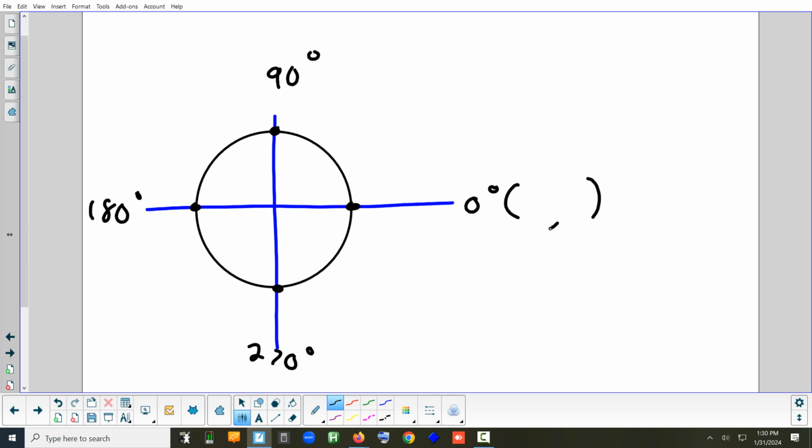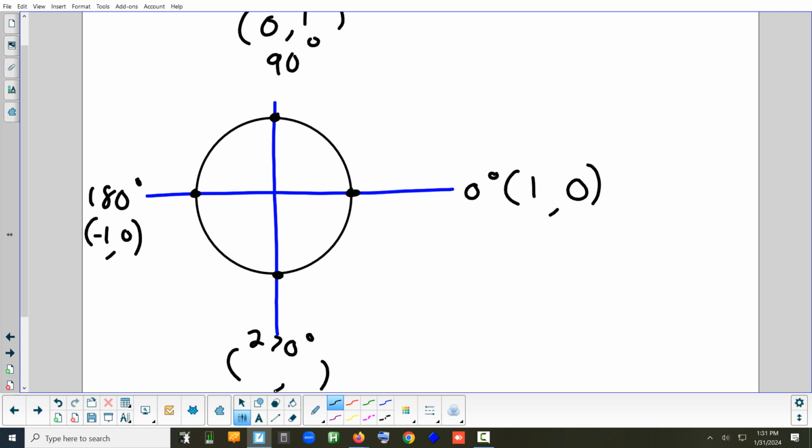What was the coordinate for 0 degrees? 1, 0. Yep, 1, 0. And the coordinate for 90 degrees? 0, 1. Okay, how about 180? Negative 1, 0. And 270? 0, negative 1. Yep. So we had those 4.